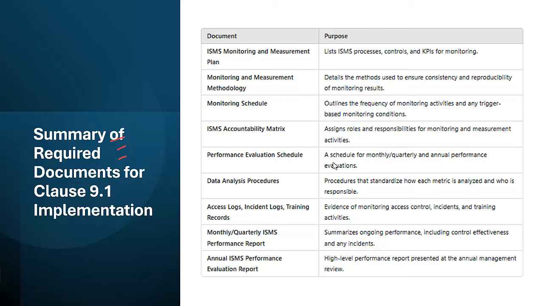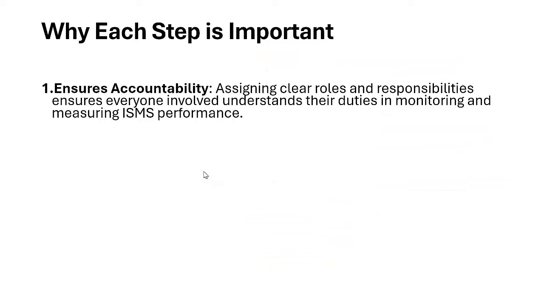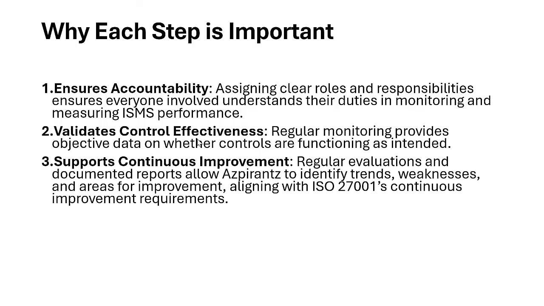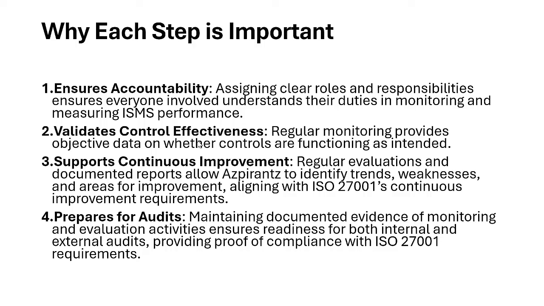Now the question is why each step is important. That's something we need to understand so that you get better visibility. So we need to make sure everyone is clear about the responsibility, who does what. So we need to assign clear roles and responsibilities. We can also validate the control effectiveness. It can also help me to improve my ISMS, and more importantly, these documents help me to prepare for audit. I can get the visibility of where I stand, right?